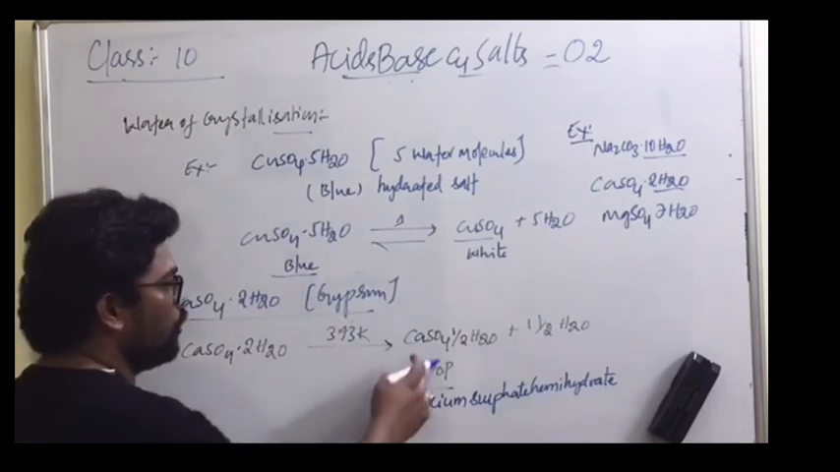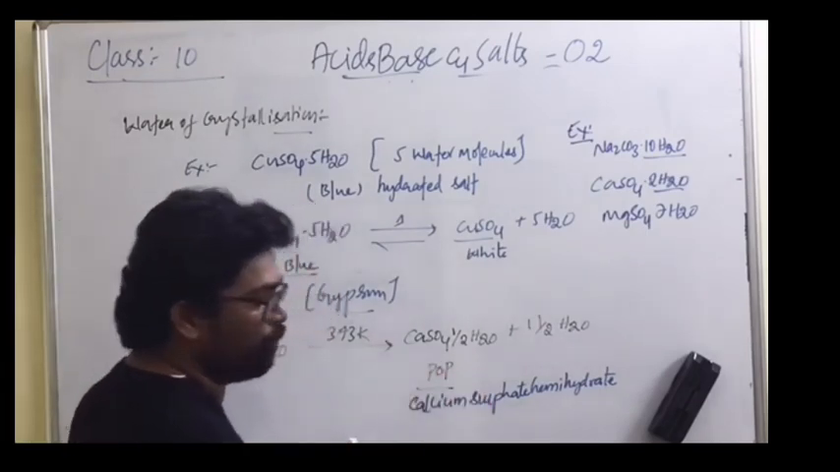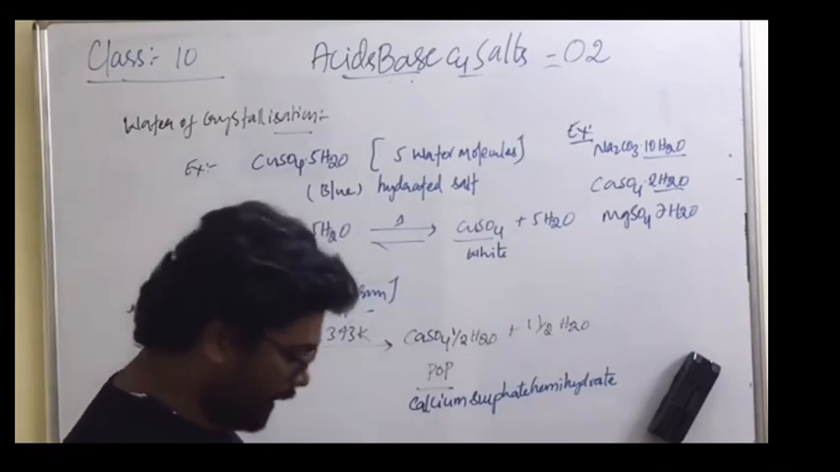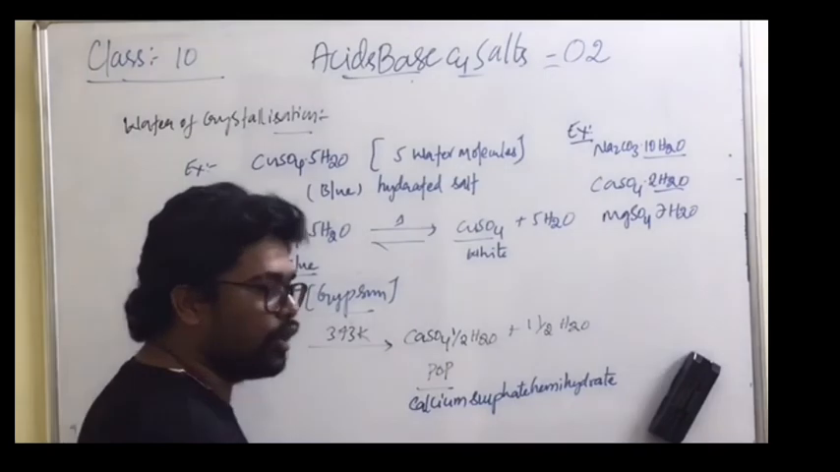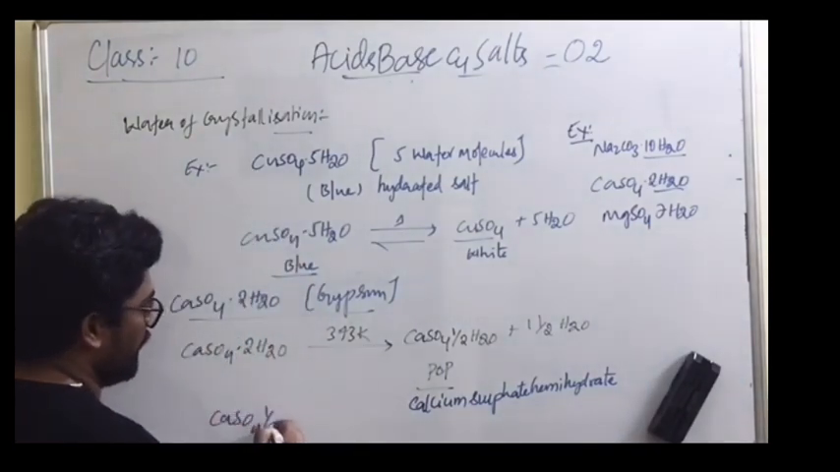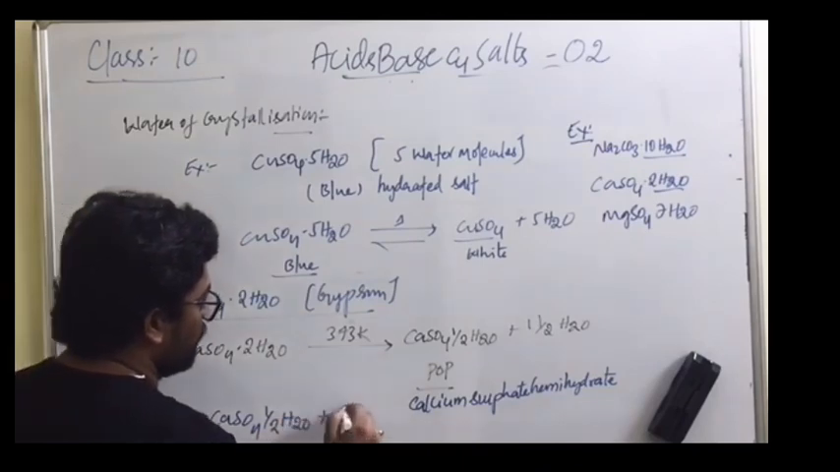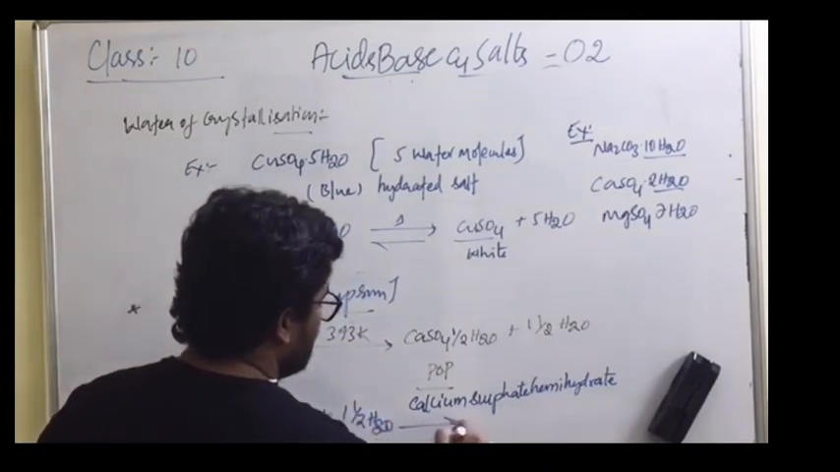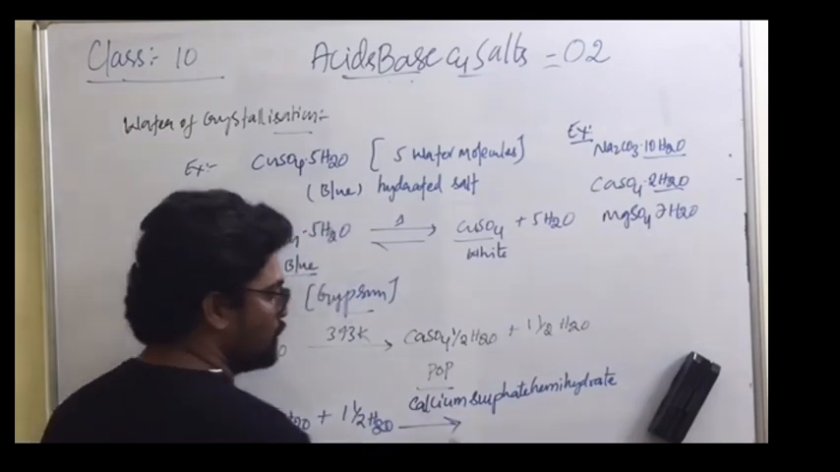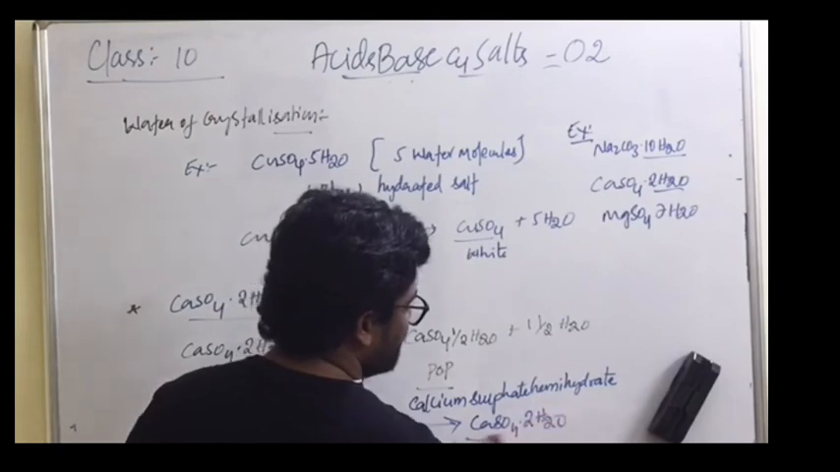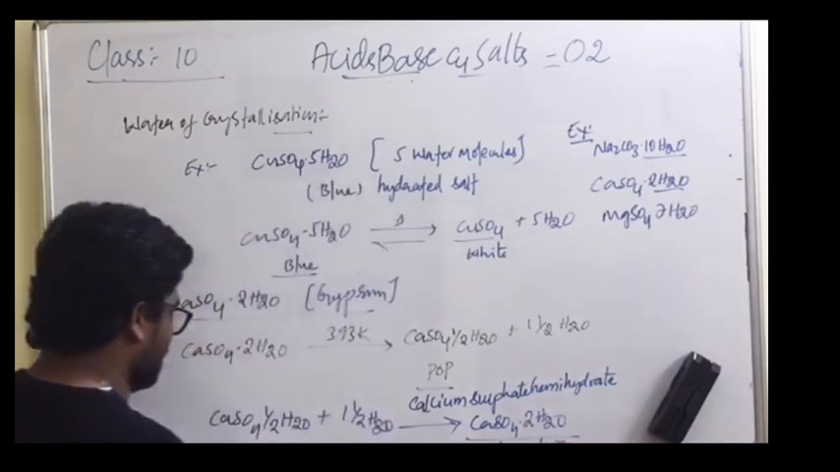This is how we obtain POP, and POP is always stored in a moisture-proof container. Why? Because when POP comes in contact with water or moisture, CaSO4.½H2O again forms a hard mass called gypsum. That is the reason why it is stored in a moisture-proof container.